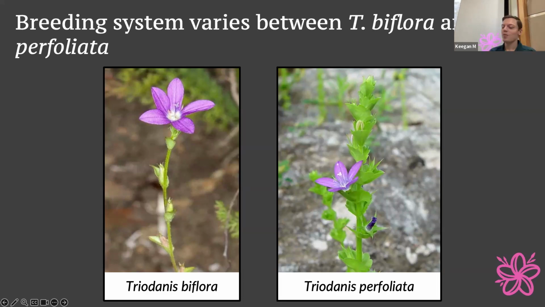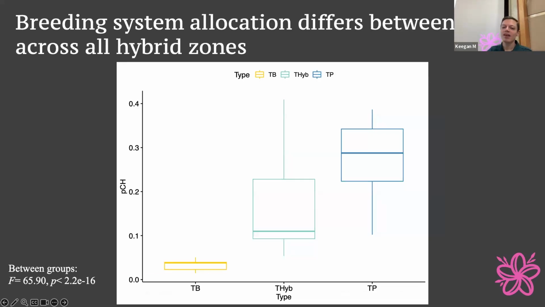But what happens in hybrid zones when hybrids with intermediate and variable morphologies are thrown into the mix? In this study, I will first note that we quantified the breeding system as a ratio of the chasmogamous flowers to the total number of flowers, and this is called PCH, which is plotted on the y-axis there. And I found a significant site effect, a significant group effect, and a significant interaction in terms of breeding system. So the group effect means that across all hybrid zones, these groups consistently differ in their allocation to outcrossing.